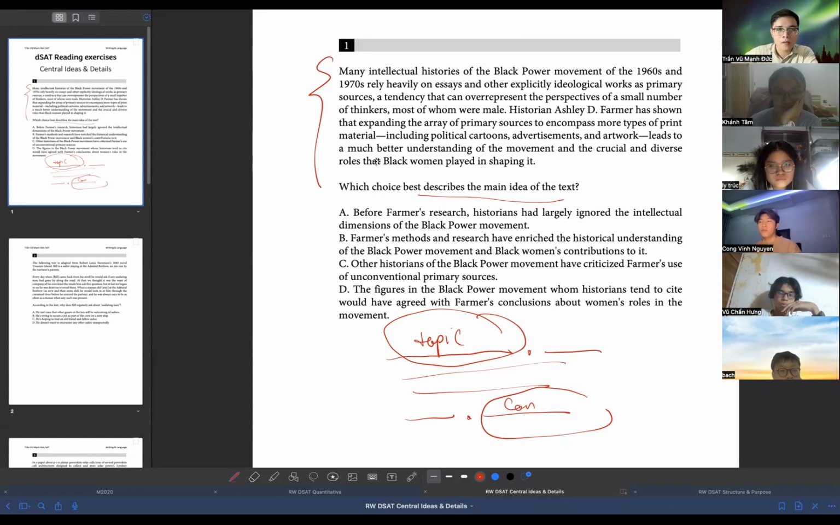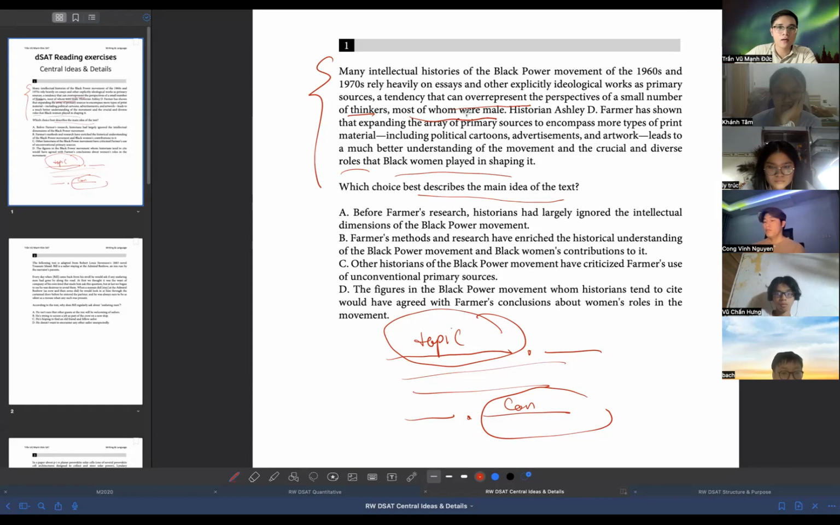Let's look at this. Many intellectual histories of the Black Power movement of the 1960s and 1970s rely heavily on essays and other explicitly ideological works as primary sources, a tendency that can overrepresent the perspective of a small number of thinkers, most of whom were male. Historian Ashley D. Farmer has shown that expanding the array of primary sources to encompass more types of print material, including political cartoons, advertisements, and artwork, leads to a much better understanding of the movement and the crucial and diverse roles Black women played in shaping it.